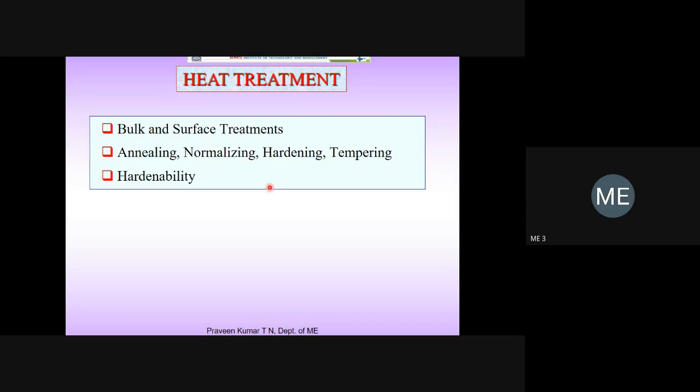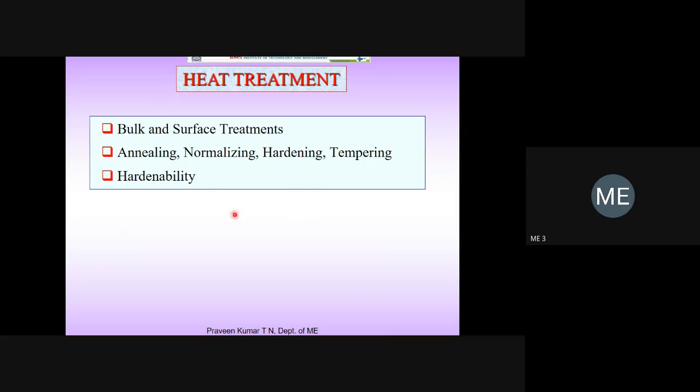But in some cases, we require completely harder material. That is the hardening heat treatment process. That is nothing but water quenching or oil quenching. What you have done in the experiment in the material testing laboratory. Then it is referred to as the hardening process. The microstructure obtained in the hardening process is martensite.